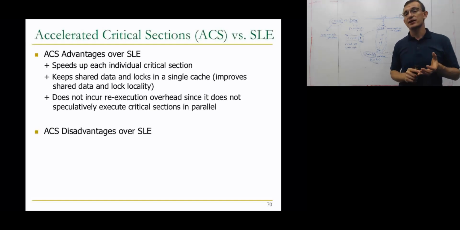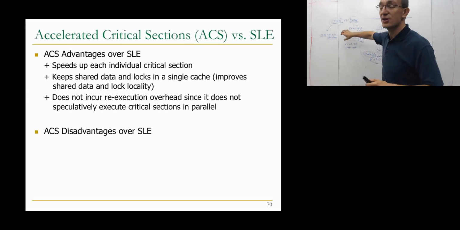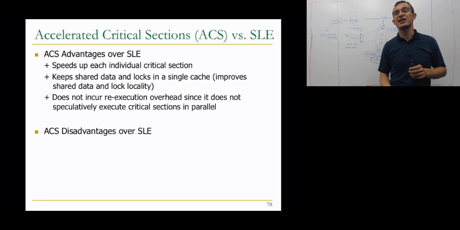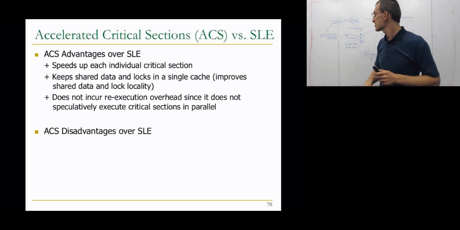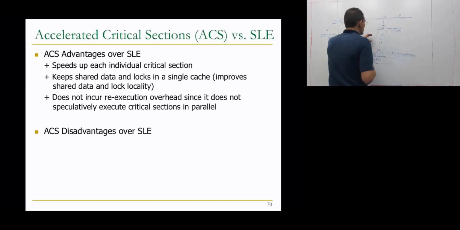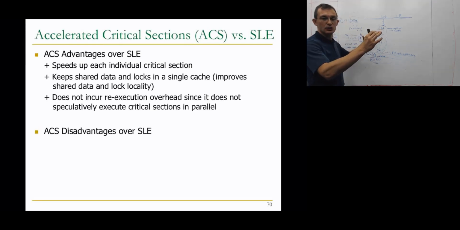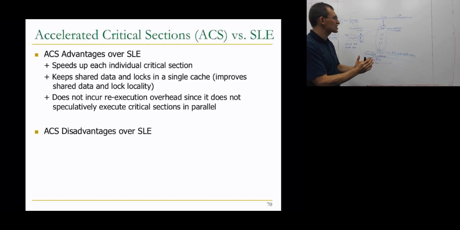Right? And the third advantage is accelerated critical sections can keep shared data and locks in a single cache. It can improve shared data and lock locality. Whereas this doesn't exist in SLE, because in accelerated critical sections, every critical section is executed in a single place, a single core, with hopefully a large cache. Whereas with speculative lock elision, every critical section is still executed in a different core, right? Wherever it happens to be executed, basically.